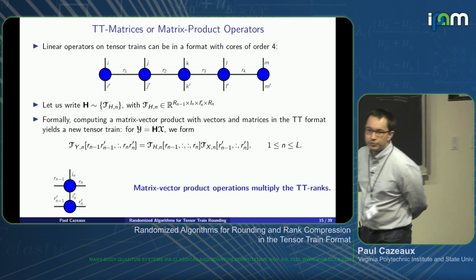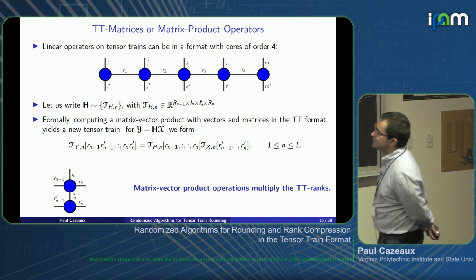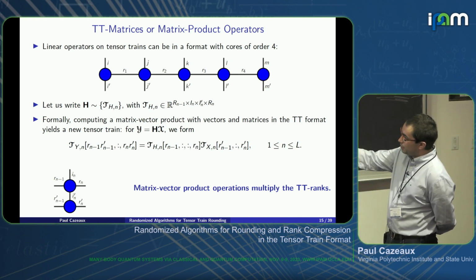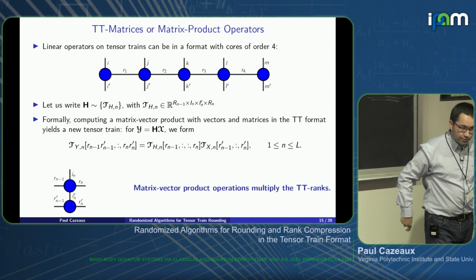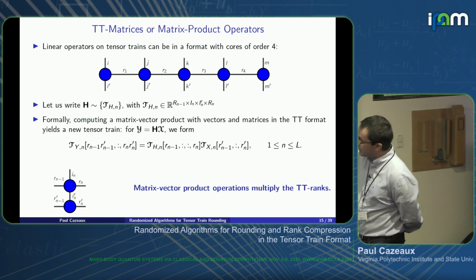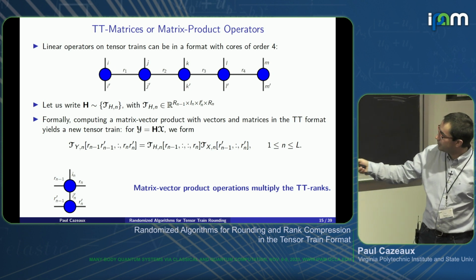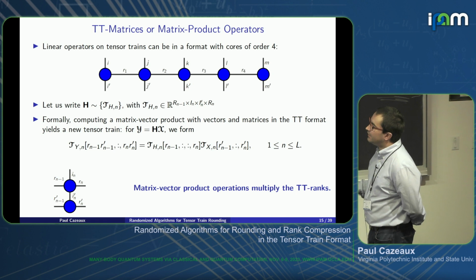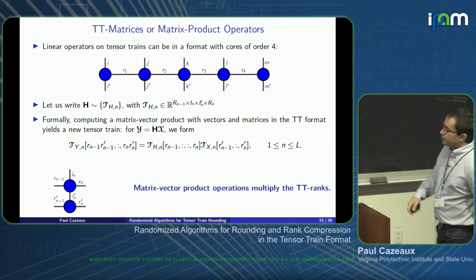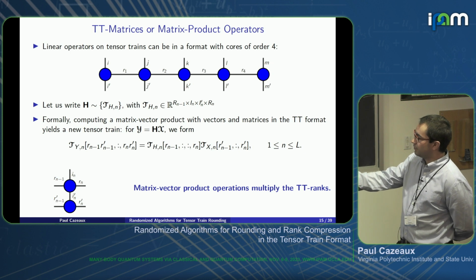Another thing that we might want to do is to have matrices, like the Hamiltonian in our picture. So this is very classical. Linear operators on tensor trains, or matrix product operators, are written as another diagram like this. The cores are now usually of order 4, except for the first and the last one of order 3. We can compute the matrix vector product directly using a formula like this.